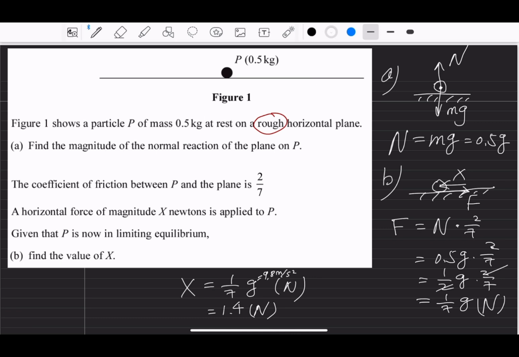So this is an easier question for A-level mechanics, checking your basic understanding of the resultant force along horizontal and vertical directions and the relation between the normal reaction and the friction force. So I hope you understand the solution.